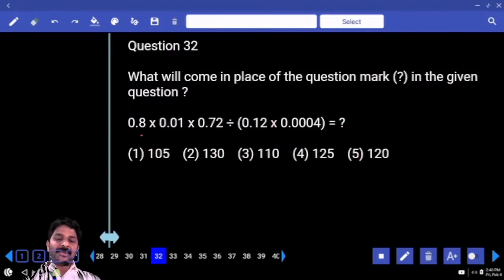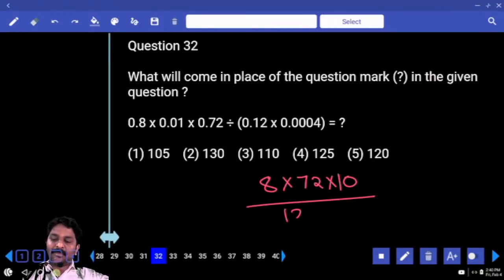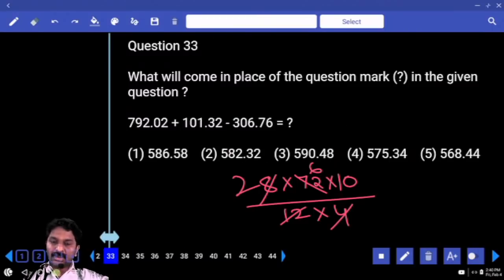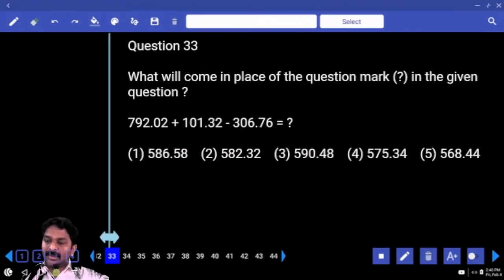Right, numerator, how many digits are there after decimal? 5. And in denominator, how many digits are there? So numerator you get 1 0 extra. And that is 8 into 72 into 10 divided by denominator 12 into 4. 12 how many times? 6 times. 4 2 times. Answer 120. Number after decimal all are different only.